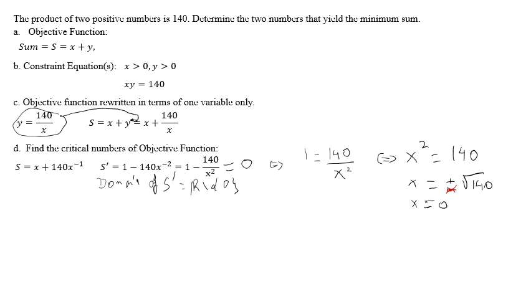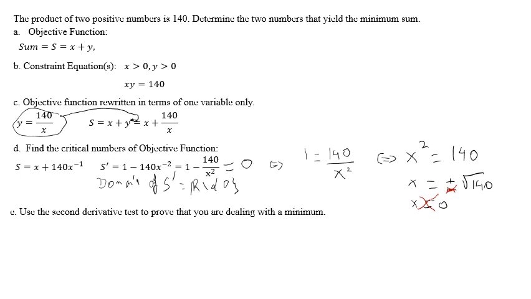But for the same reason that we rejected the negative square root of 140, because we were dealing with positive numbers, and also at the beginning I had that discussion, x or y cannot be 0, because that means that the product of x and y will be 0. So that means we have to reject it. But we always have to do this. Remember that we do need to find the critical numbers, we need to find where the derivative is 0, but also we have to explore the domain of the derivative. So we only have one critical number.